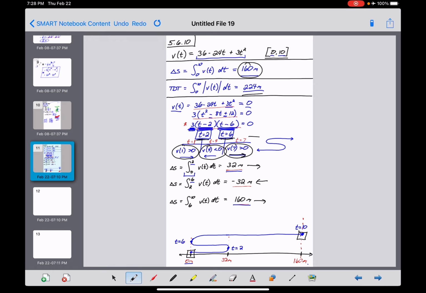Well, with total distance traveled, we don't care about negatives. So we would add 32 plus another 32 plus 160. 64 plus 160 is going to be 224 total meters that this thing moved during its journey. And then we found out the individual displacements and drew this nice little motion diagram at the end to show us what was going on. So there's a lot of work involved in these problems, but we got a lot of information just based on that velocity function. So that's how you do those problems in that section towards the beginning of 5.6.